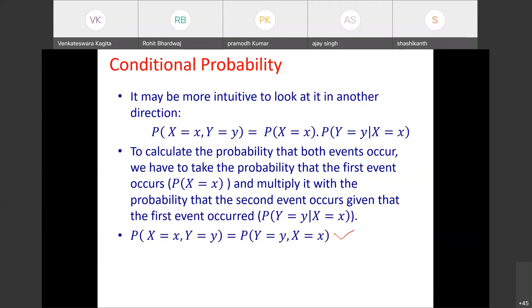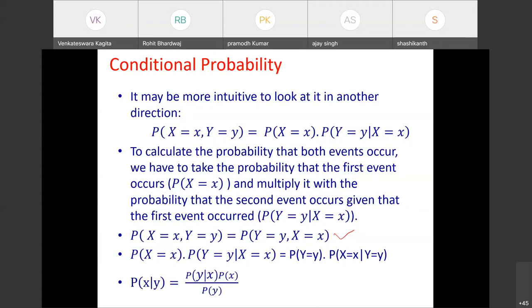So if I expand both of them, probability of x times probability of y given x on the LHS, and on the RHS, probability of y times probability of x given y, right? So from this, I can say that probability of x given y is equivalent to probability of y given x times probability of x divided by probability of y. So what is this? This we call the Bayesian theorem, which is also very important for our upcoming sessions.